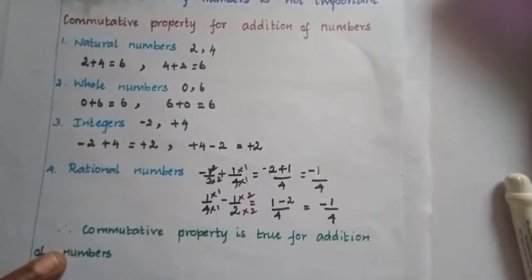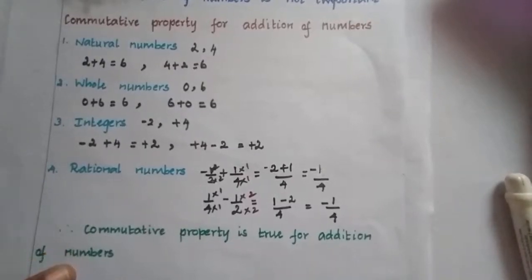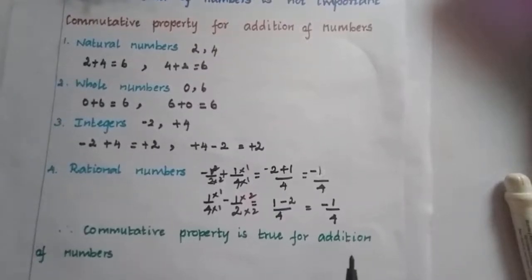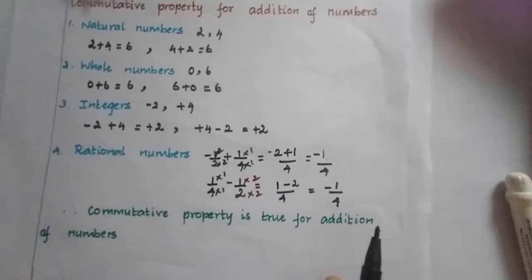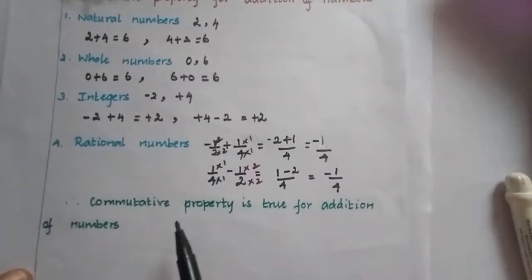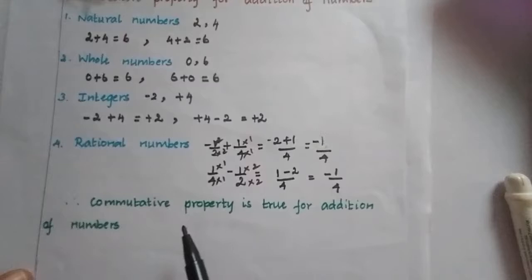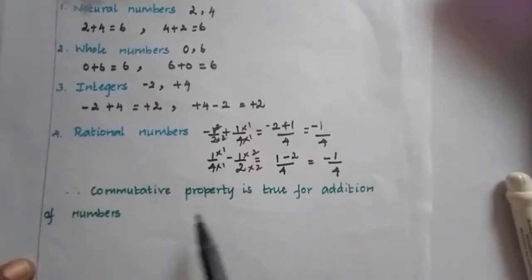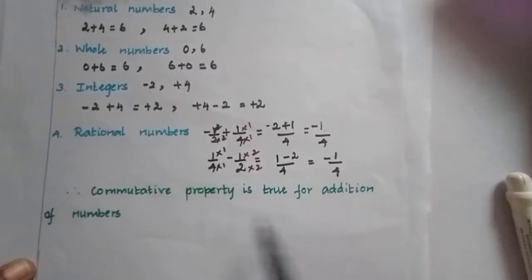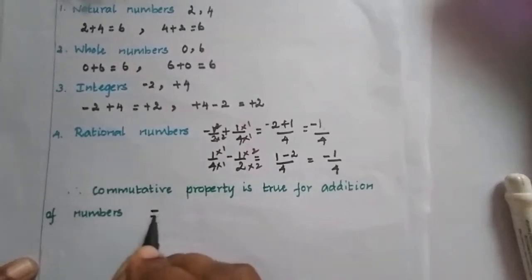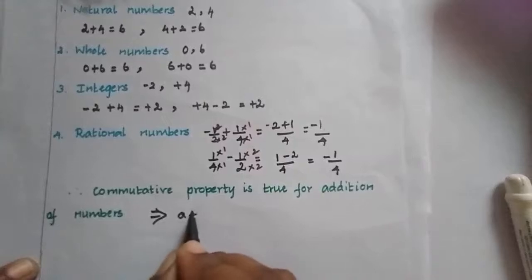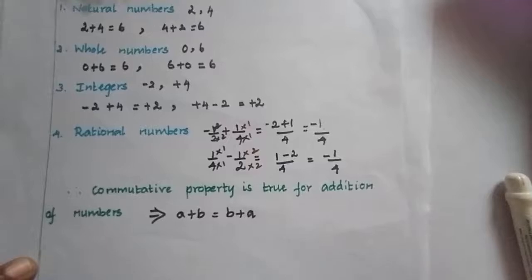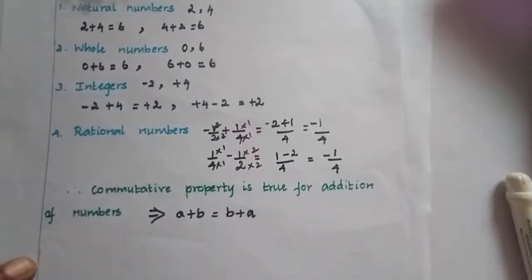If an operation is performed over two numbers, then the order of two numbers is not important. So in all the above cases, we see that the answers are same irrespective of the order of numbers. Therefore, commutative property is true for addition of numbers, which implies that a plus b is equal to b plus a. Is it clear, children? Yes.